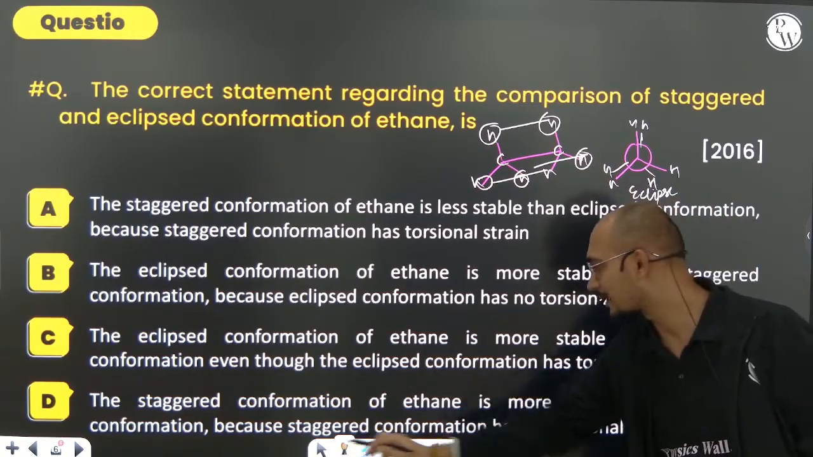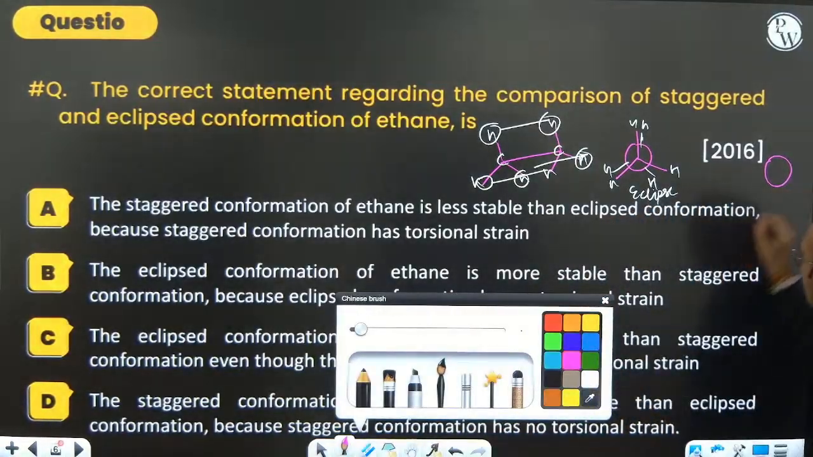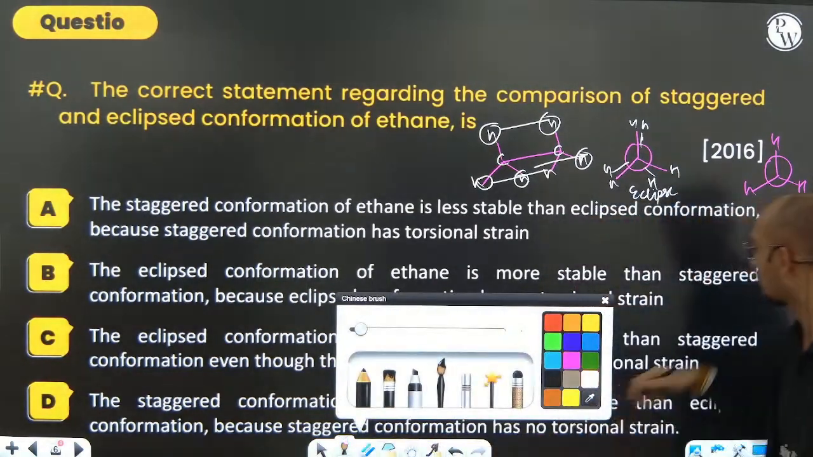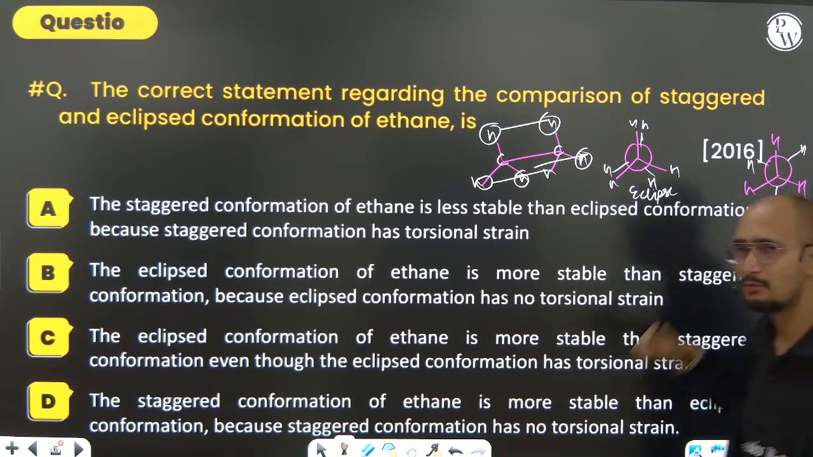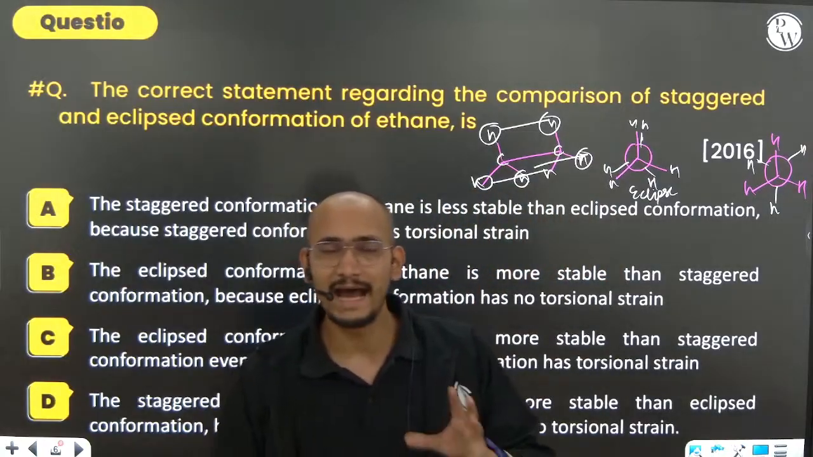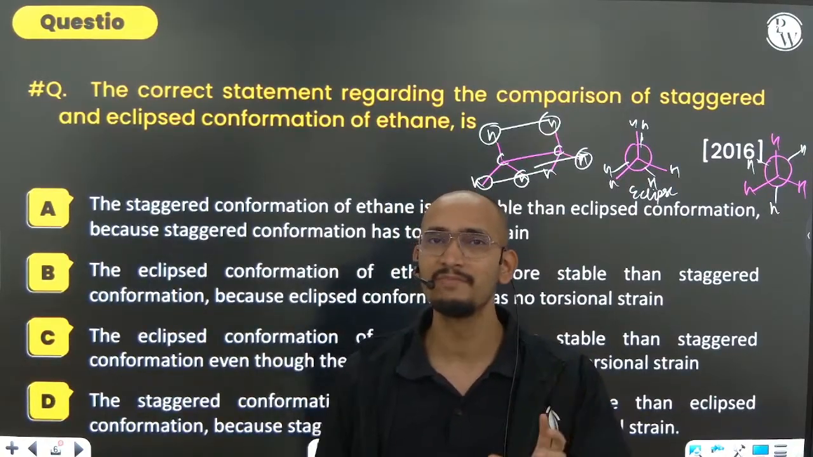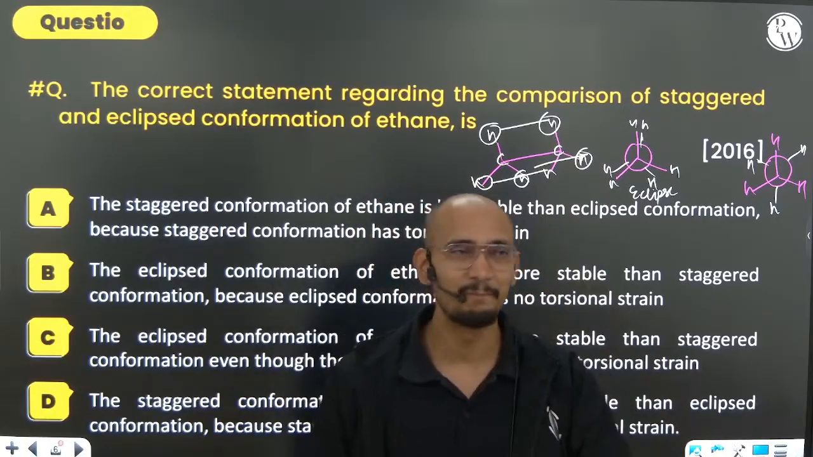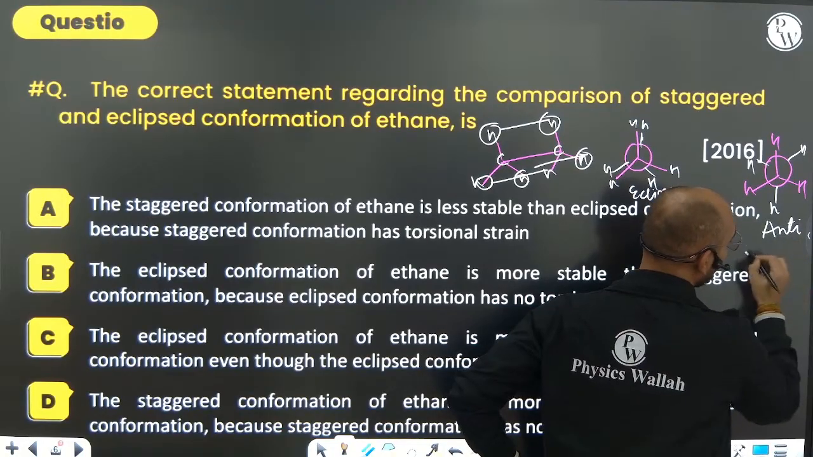What is staggered? Staggered means something that is just opposite. What does opposite mean? Look carefully. Let's say H is there. So the backside carbon will have H in such a geometry. In such a case, the torsional angle will be maximum, and the repulsion will be minimum, and as the repulsion becomes minimum, the stability becomes maximum. So in such a case, it is anti or staggered.